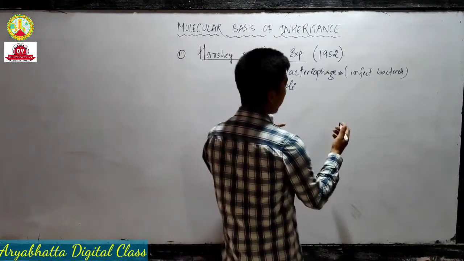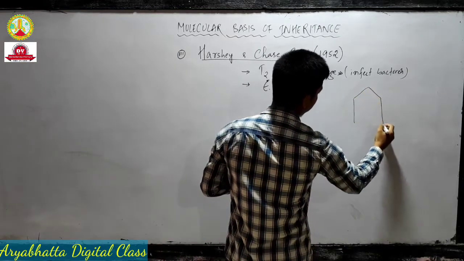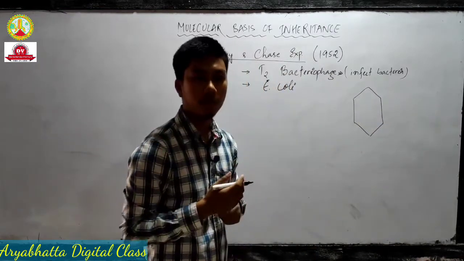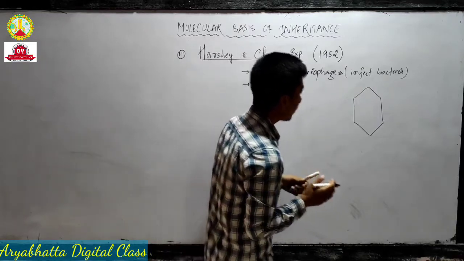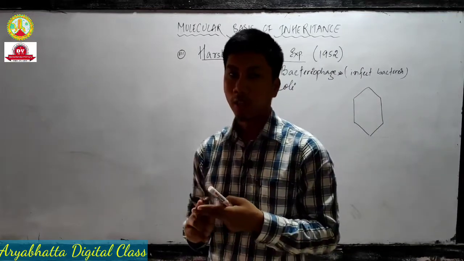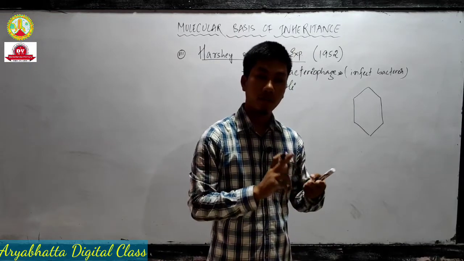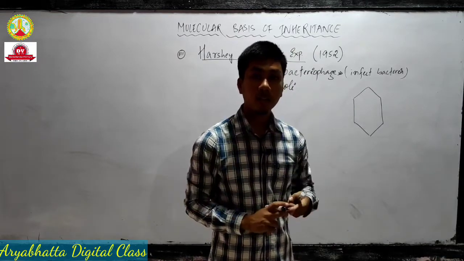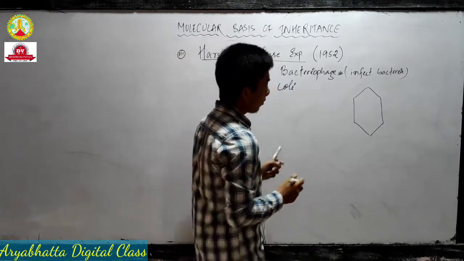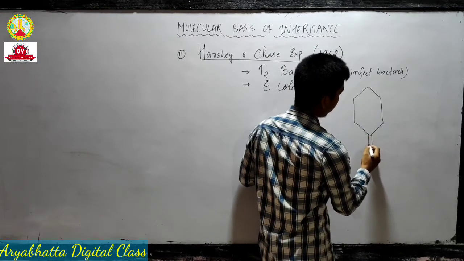So let me show you a quick diagram of the virus T2 bacteriophage. See, the virus body is made up of only two things: protein and a nucleic acid. Nucleic acid can be either DNA or RNA. Some viruses contain RNA as nucleic acid, or some viruses contain DNA. Okay. So they have a head region, and they have it like this.